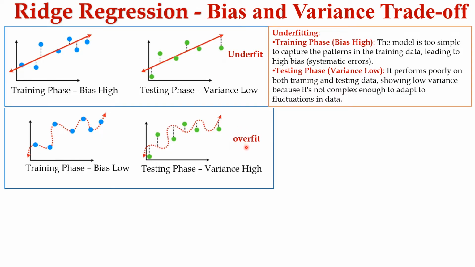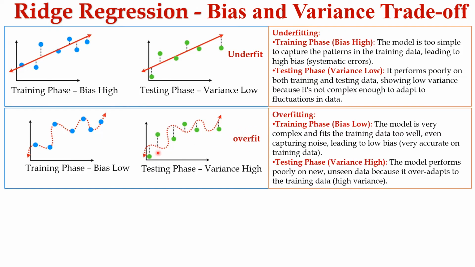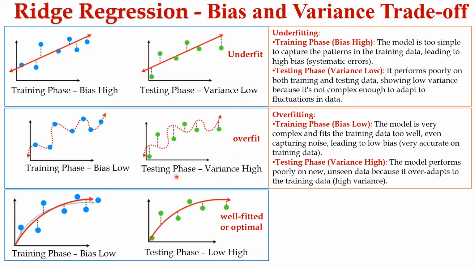So next, let's check out the overfitting model. So here in the training phase, the model is very complex and fits the training data too well, even capturing the noise. This leads to low bias. In the testing phase, the model performs poorly on new and unseen data because it over-adapts to the training data. It leads to high variance in the testing phase.